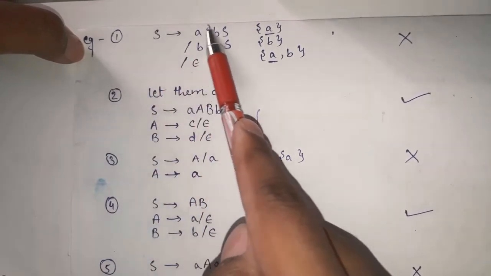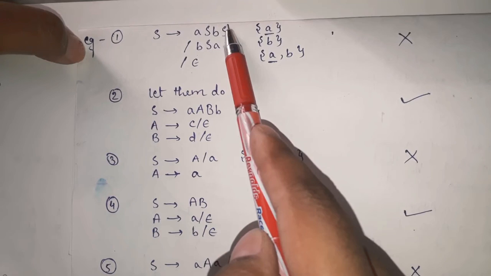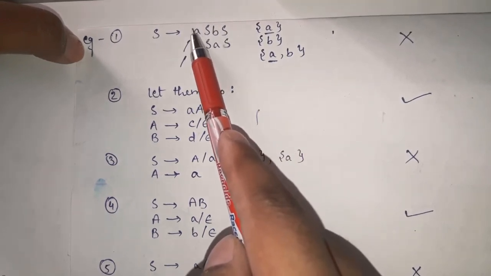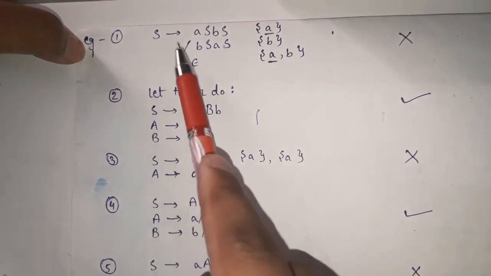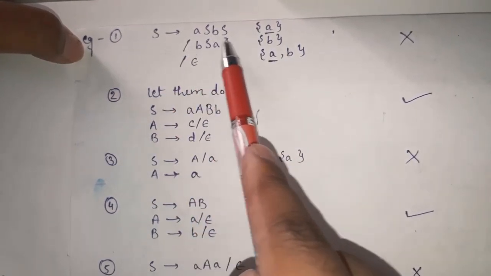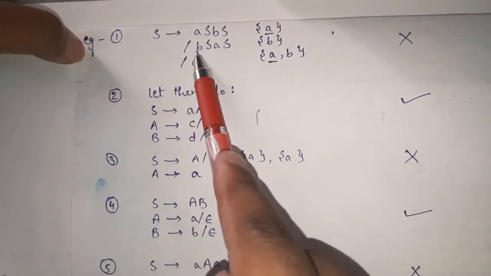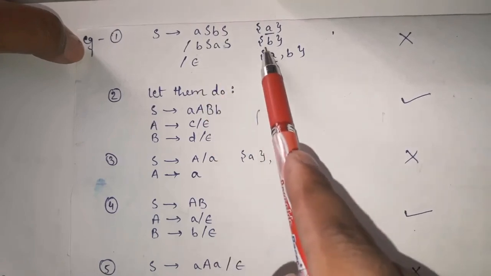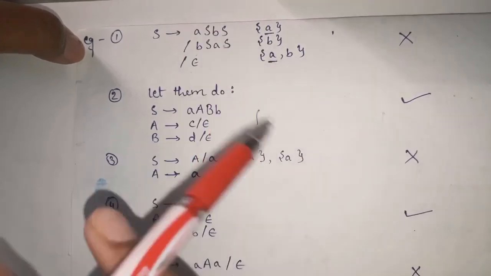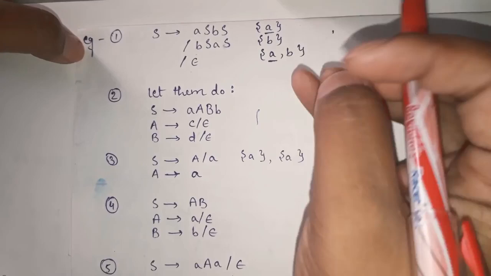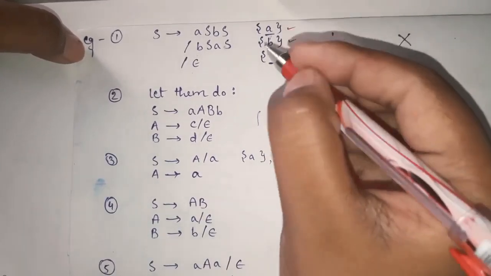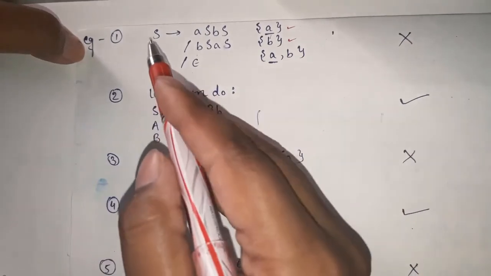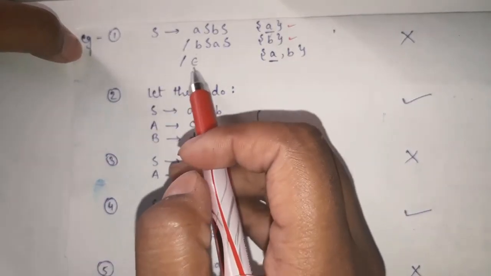The first one will be placed in the column of small a because its first is a. S gives BS will be placed in the column of small b because its first is small b. So it is fine, a and b are not colliding. Small a is fine, small b is fine. These are different columns. Now the last production is S gives null.